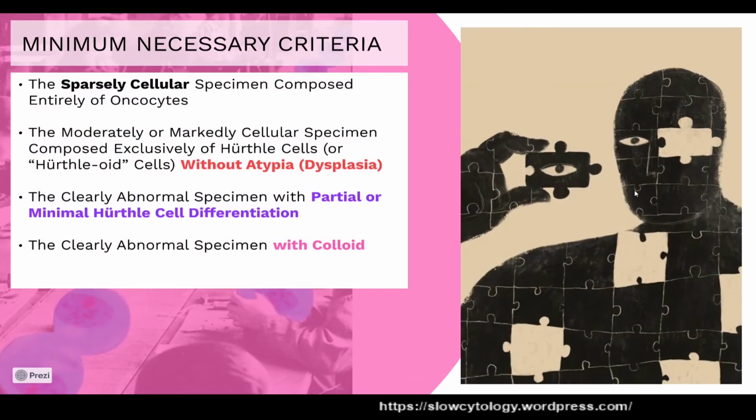Sparsely cellular aspirates without atypia, aspirates with partial or minimal Hurthle cell differentiation, especially less than 75% of the cells, and clearly abnormal specimens with colloid cannot be diagnosed in this category.